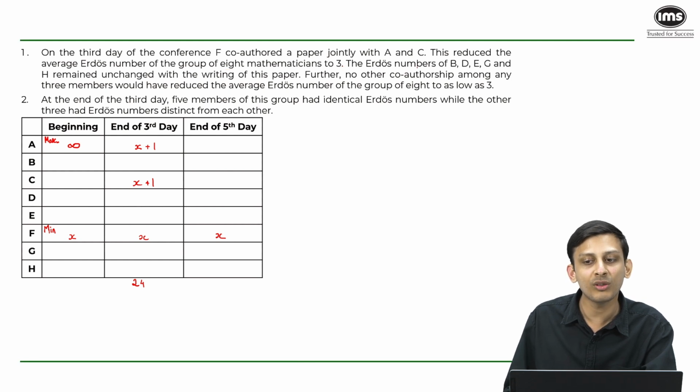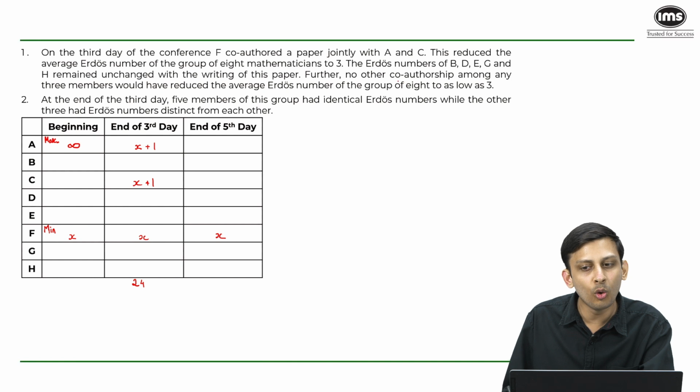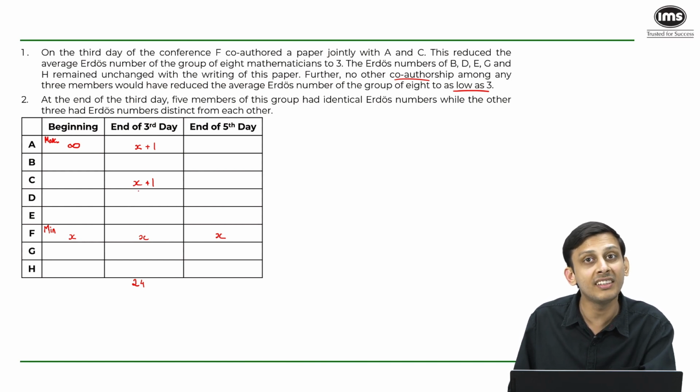Then we have been given that the Erdos numbers of B, D, E, G and H remained unchanged with the writing of this paper. Okay, so they were not involved in any co-authorship. Further, no other co-authorship among any 3 members would have reduced the average Erdos number of the group of 8 people to as low as 3. Let us think about this. So here what happened? A and C, they collaborated with F, and no other co-authorship would have reduced the average to as low as 3, which means we have reduced it by the maximum possible. Okay, we have reduced it as much as we can by this combination.